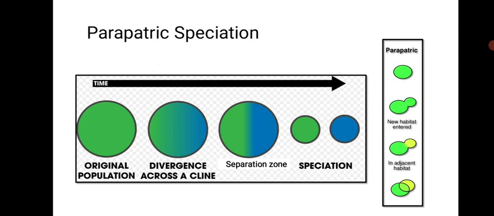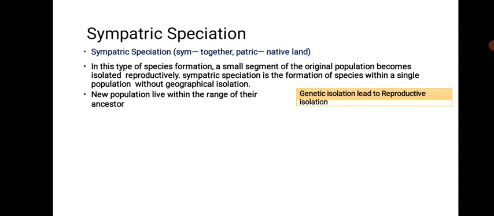Here in this picture we can see the original population diverge across the cline and speciation can occur.